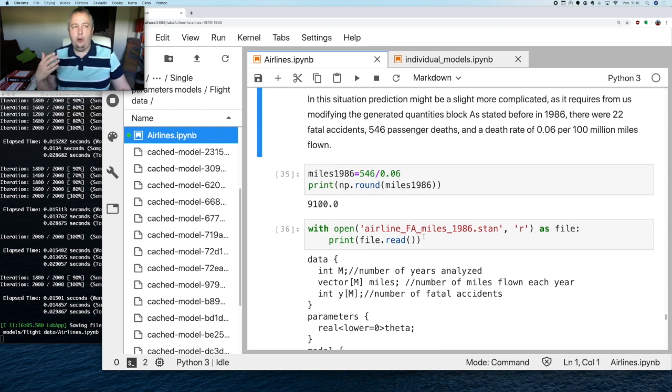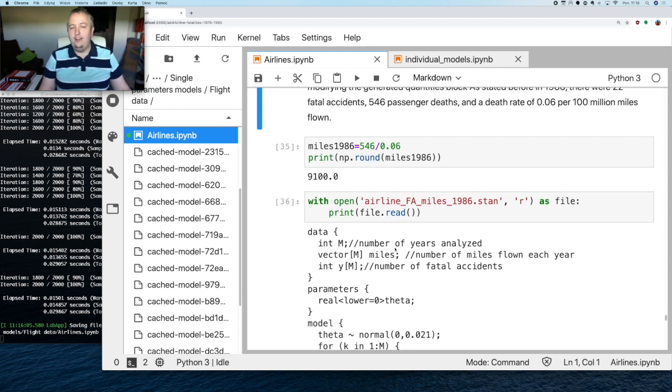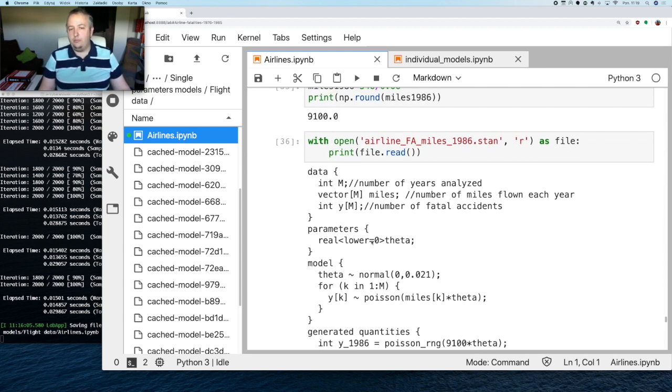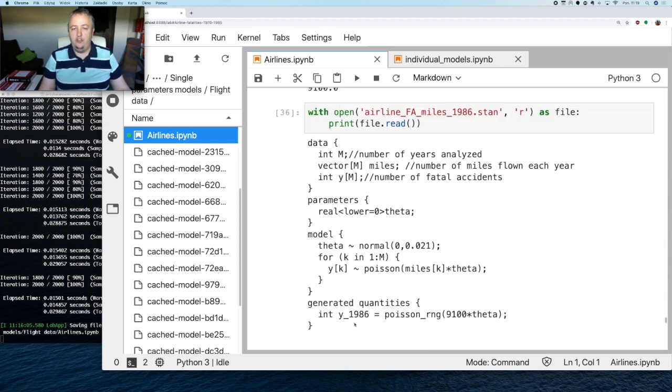We need to create a new model, because our previous models were using data for the years before. So we need a model that will be able to estimate the value we are interested in. What we have here is the same model as before, but we've changed the generated quantities element of y in 1986. We just give the hard-coded value of 9,100 miles.